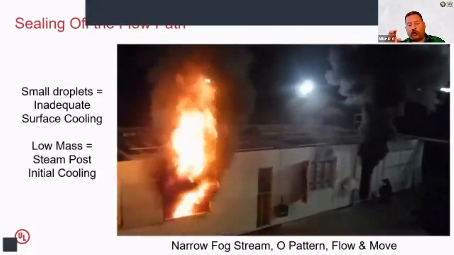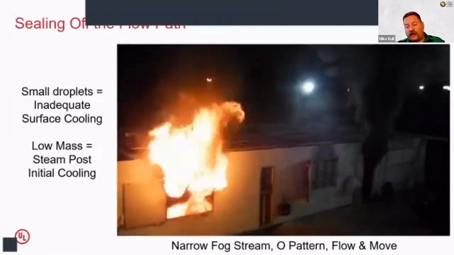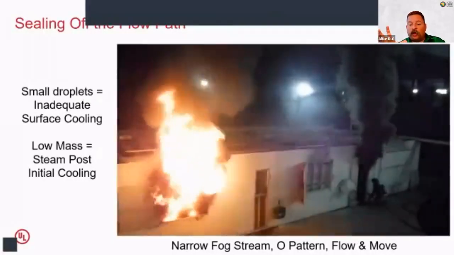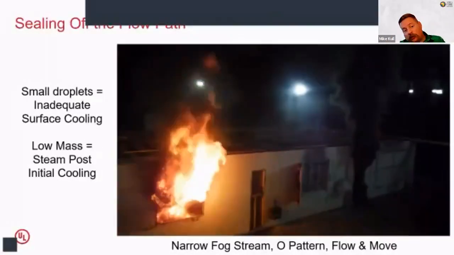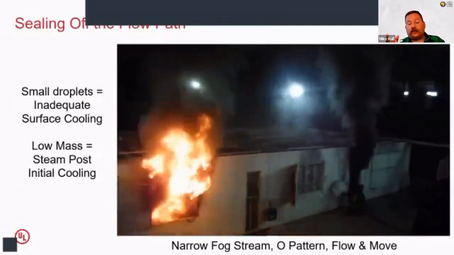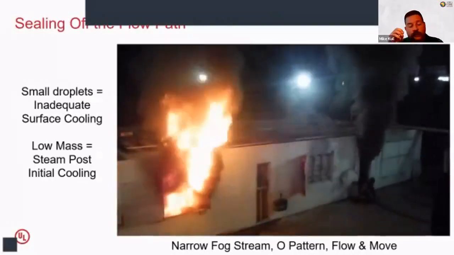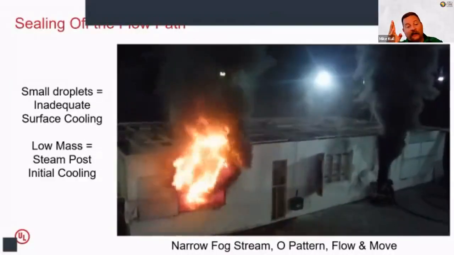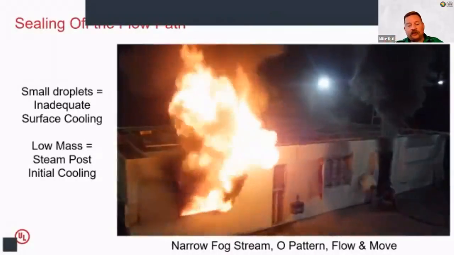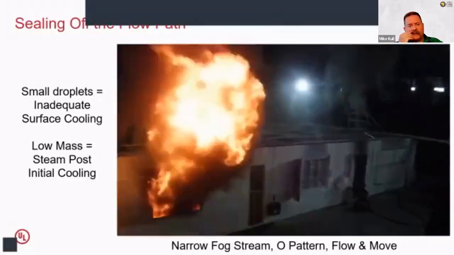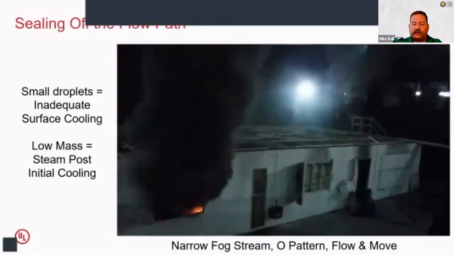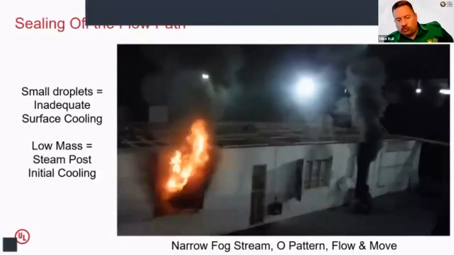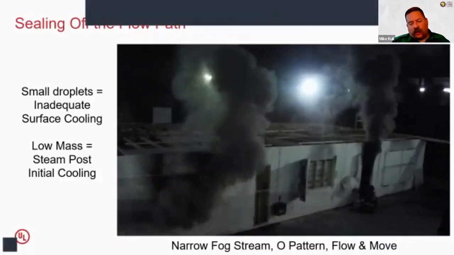If you're using that fog pattern, which is what they're going to do this evolution, they're going to use that narrow fog and move in an O pattern. You know, they're not going to get the surface cooling that we would get using that smooth bore directed high. Because of that, you're going to see how the fire reacts a little bit here. All right, so they're going in, they've sealed off that exit flow path. You see it happen in the doorway that they closed in there. But look at how the fire reacts.